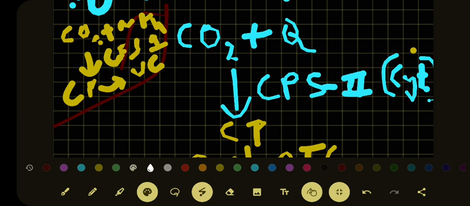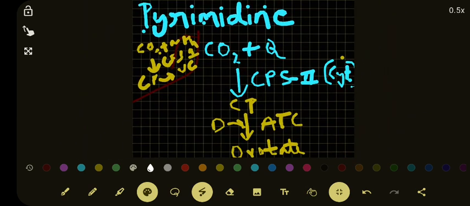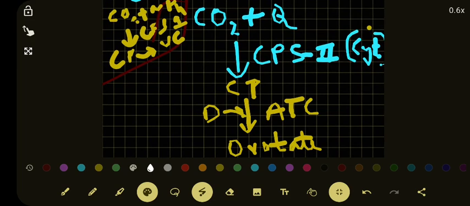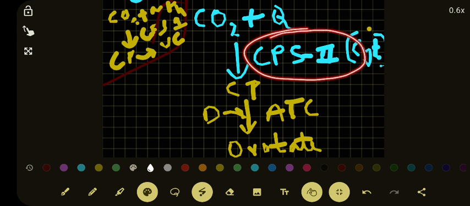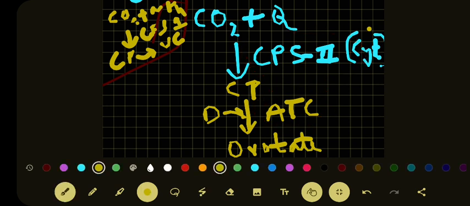So as I said, you have to remember which is the rate limiting step. In case of eukaryotes, this CPS2 is the rate limiting. This is for prokaryotes. Then let us see what are the pathologies related to these pathways. CPS2 is the eukaryotic rate limiting enzyme. Then aspartate transcarbamylase is the prokaryotic rate limiting enzyme.